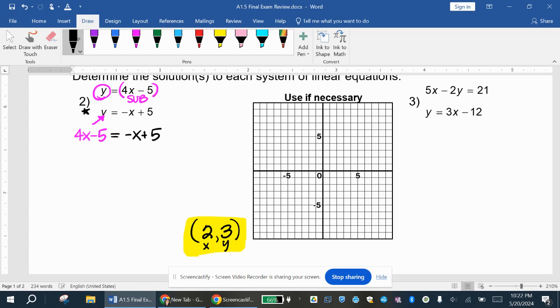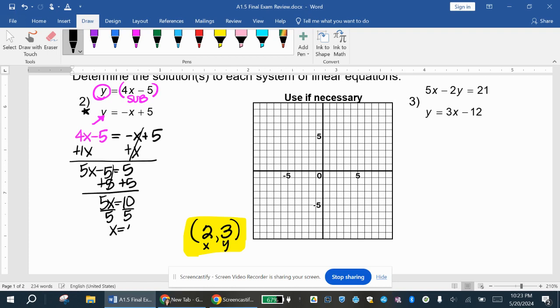On the right side, you're going to have negative x plus 5. So now we continue solving this, plus 1x. I'm trying to cancel the x's to be able to move them to the other side and combine. And as you start to notice, you should see that our answer is going to be exactly the same as when we did it with elimination. We get an x value of 2. And then again, you substitute it back into any of the original equations. 4 times 2 is 8, minus 5 is 3.